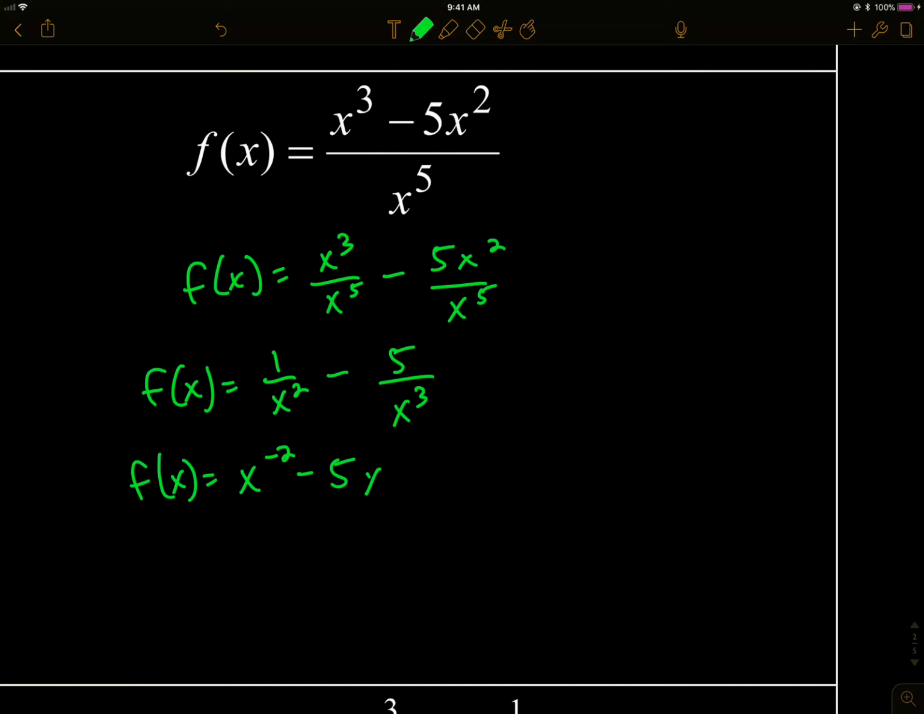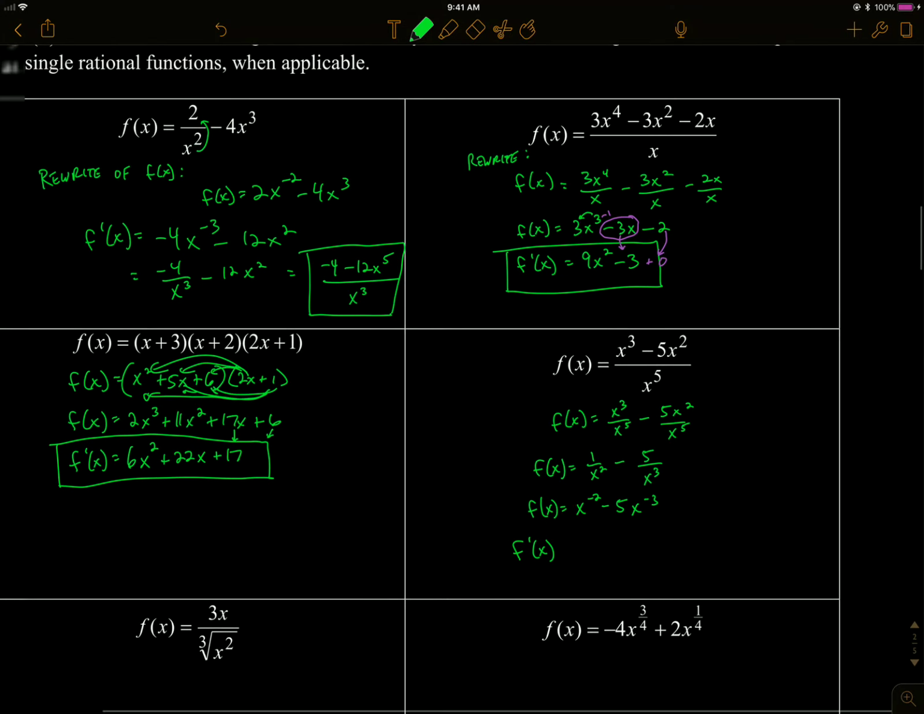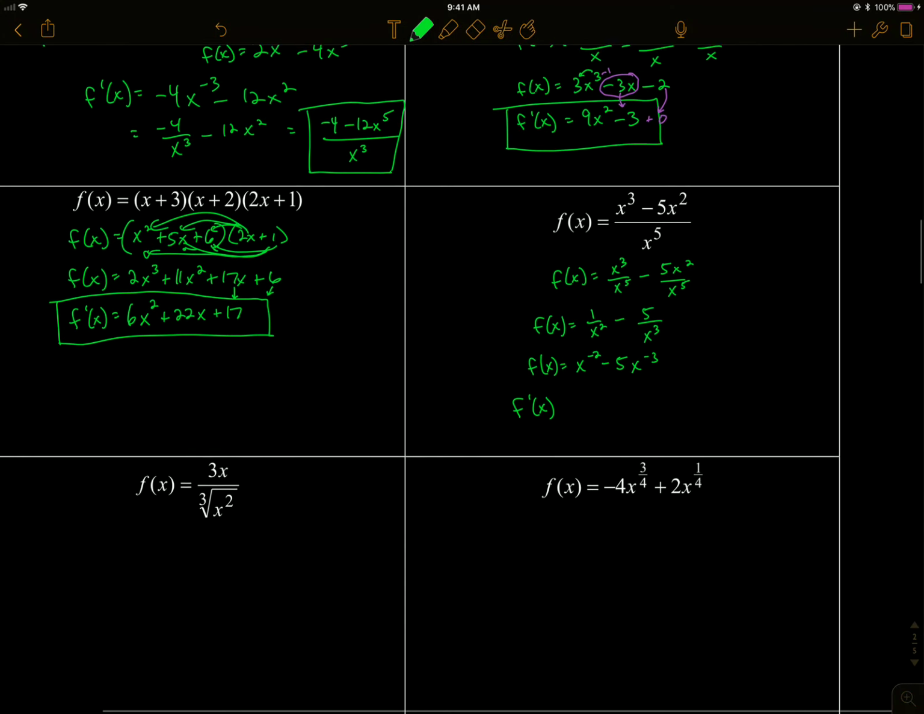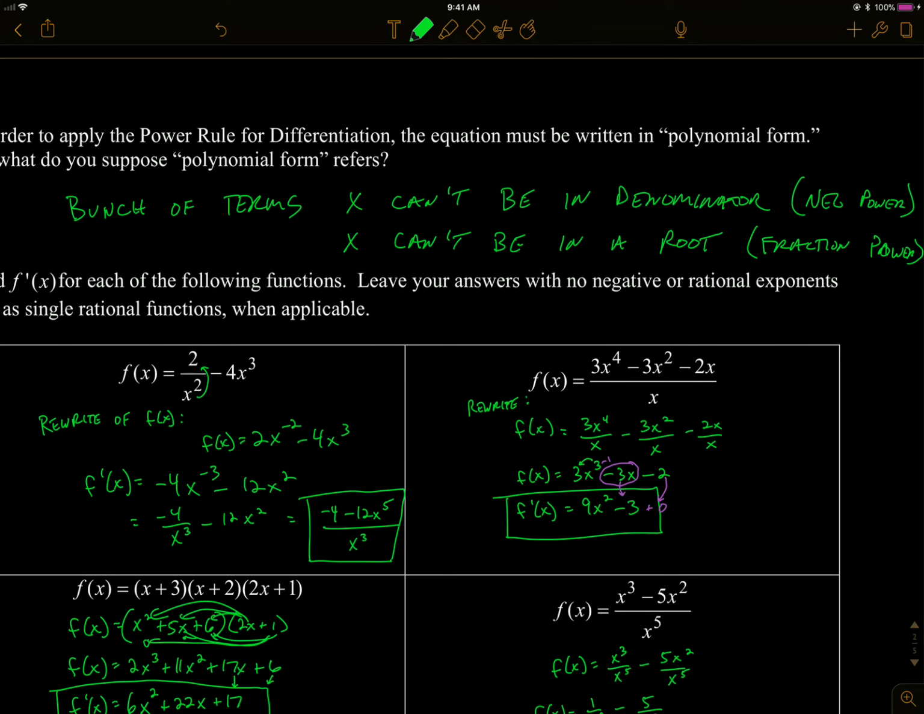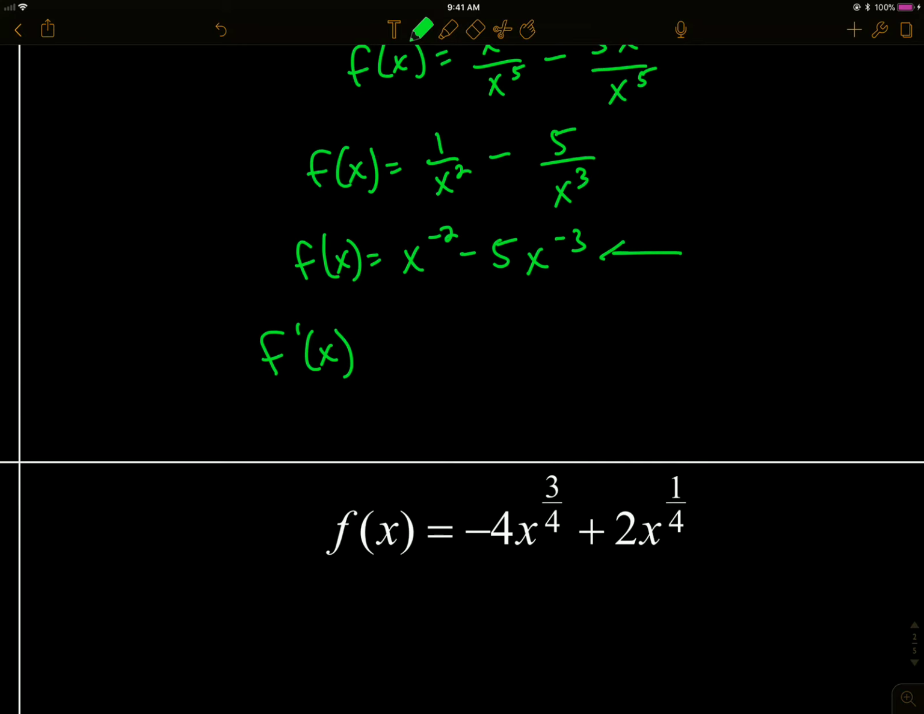Minus 5x to the negative 3. Now I can do the derivative. So remember, the goal here is to get everything in polynomial type functions. And that means you can't have your x in the denominator, and you can't have your x under a root. Once I do that, this is what I did here. I can then start doing power rule.